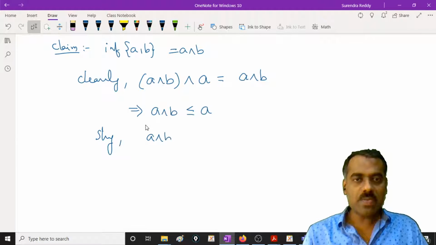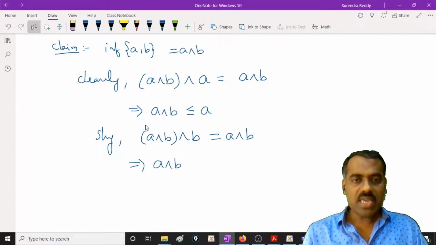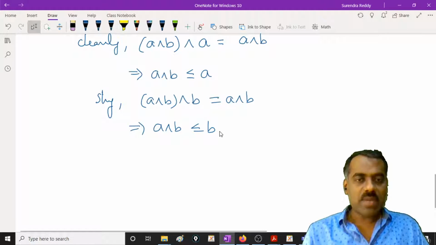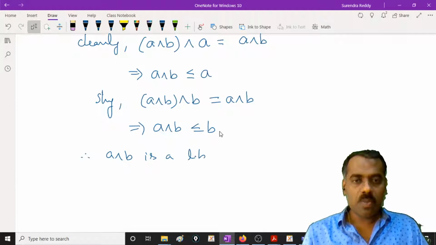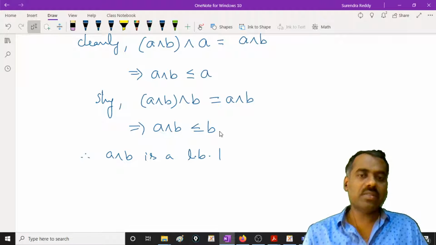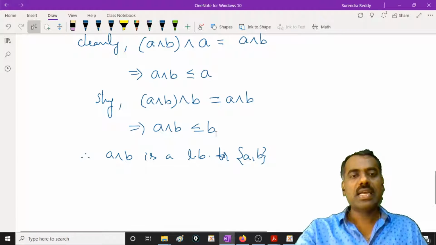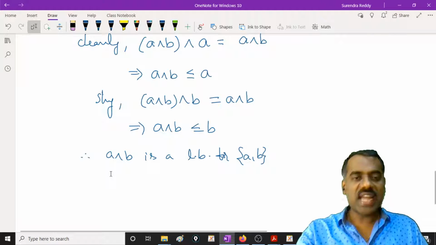Similarly, A meet B, then B meet (A meet B) is A meet B only. That shows that A meet B is again less than or equal to B. So that proved that A meet B is a lower bound, LB. I will write LB just for lower bound of this set A comma B, right? Now we want to show that it is actually the greatest lower bound.